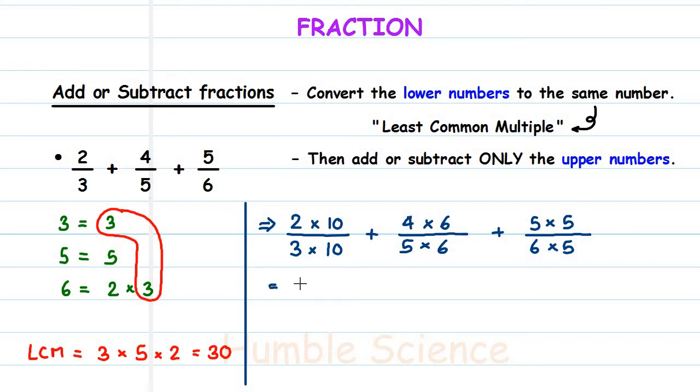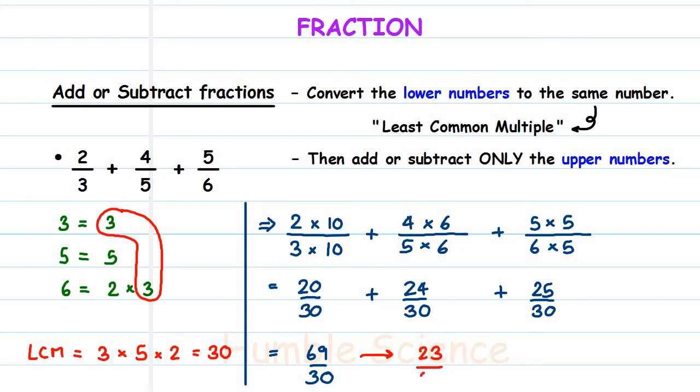And we will get 20 over 30 plus 24 over 30 plus 25 over 30. And the next step is to add or subtract only the upper numbers, and we will get 69 over 30. And that can be simplified into 23 over 10, and that is the answer.